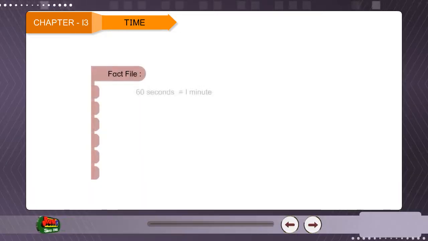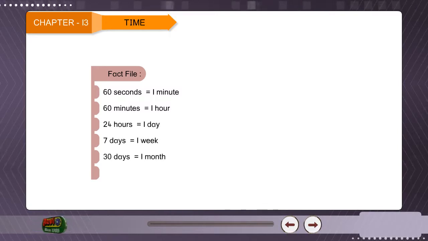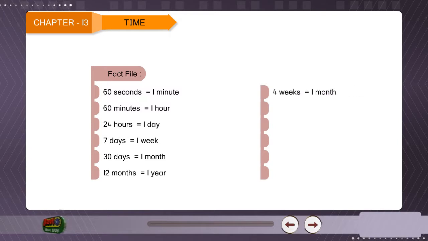Fact files. 60 seconds is equal to 1 minute. 60 minutes is equal to 1 hour. 24 hours is equal to 1 day. 7 days is equal to 1 week. 30 days is equal to 1 month. 12 months is equal to 1 year. 4 weeks is equal to 1 month.